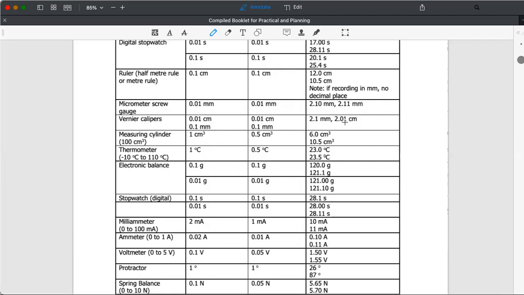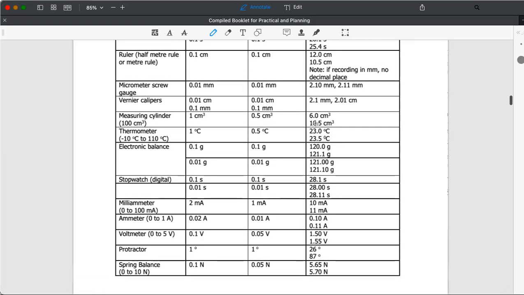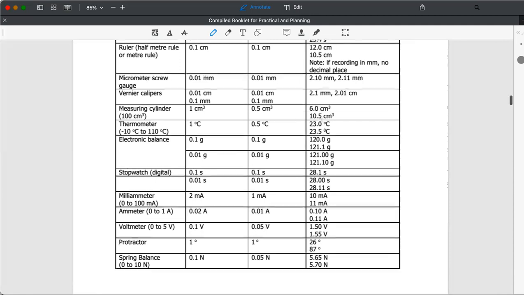For vernier caliper it is 2 decimal places for cm, 1 decimal place for mm. Measuring cylinder depends on the one they give you, because measuring cylinders have different capacity, different sizes. So you have to look at the division. Take half the smallest division to determine the precision. Most of it will be 1 decimal place, but some of it is just whole number. Some is whole number, some is 1 decimal place. So be careful about that.